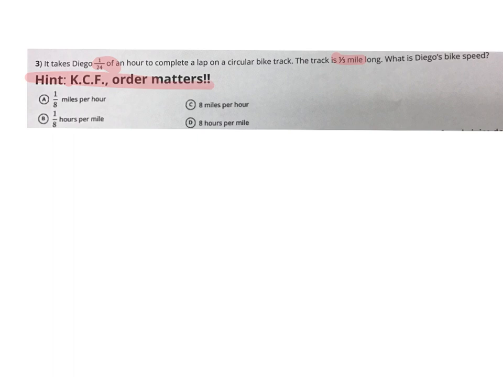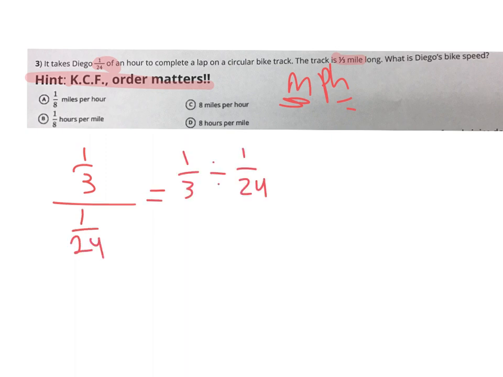We're going to set this up in the order that they want. When they talk about speed, guys, they're talking about miles per hour. So miles goes first and hours go second. If you go back to your reading, it was 1/3 that goes to miles and 1/24 that goes to hours. So I set it up with miles on top, hours on the bottom, but this is a complex unit rate, so we can rewrite it as division.